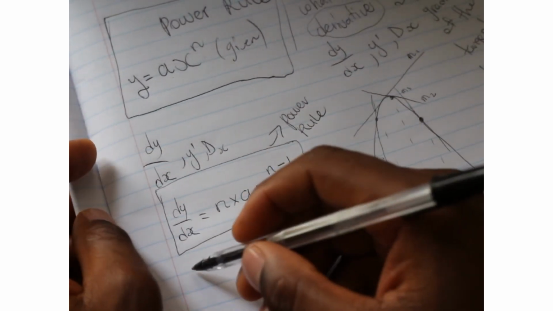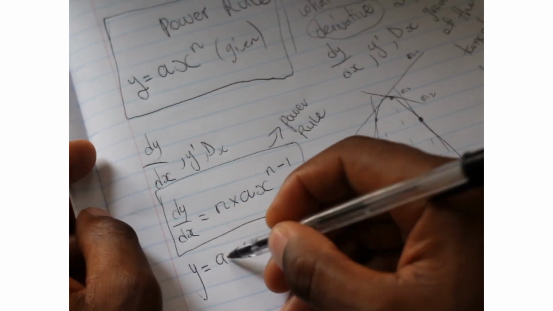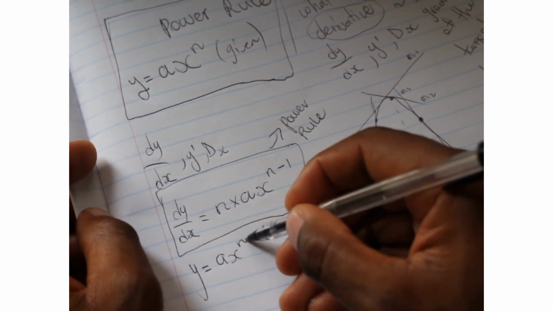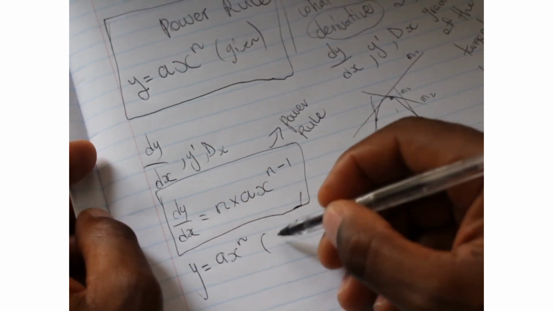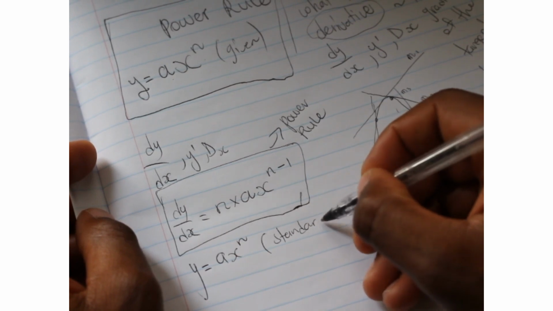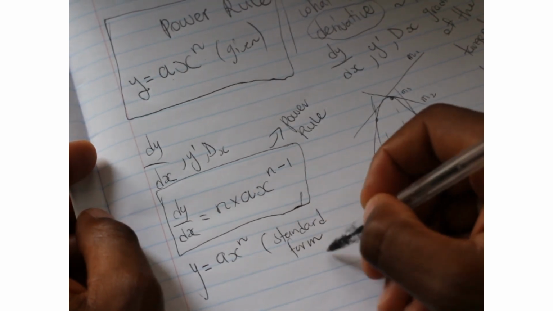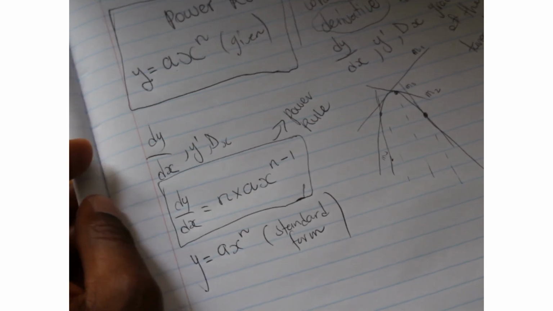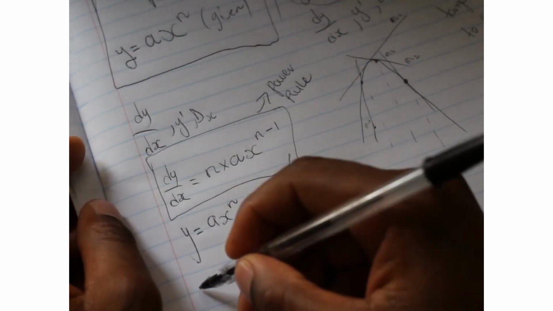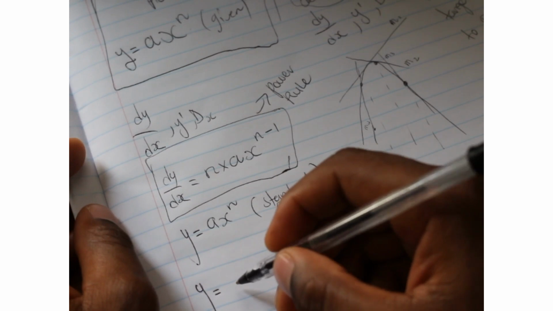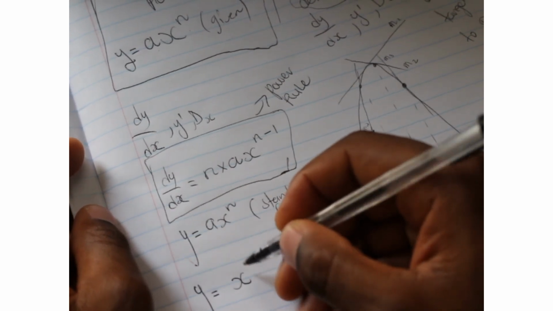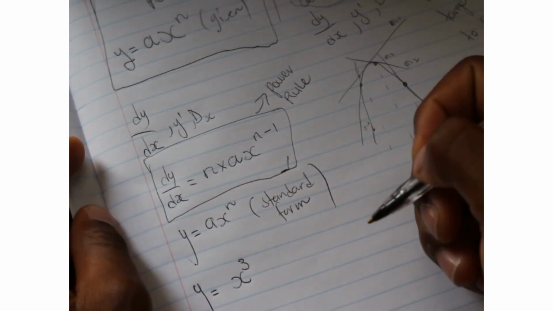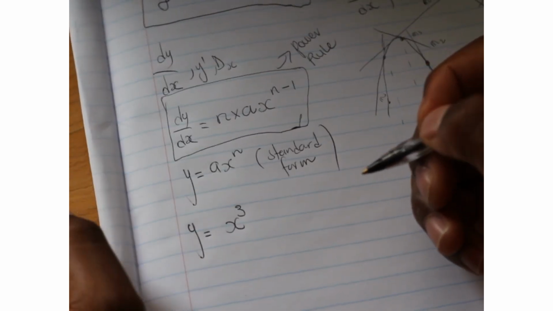before you apply the power rule, you need to make sure that your function is in standard form, ax to the n. Do you understand? It needs to be in standard form. Otherwise, you're not going to be able to simplify. Okay? So I'm going to give a quick example. All right. So let's suppose that we're given y is equal to x to the exponent 3. Okay? And we want to use power rule to find the derivative of this.